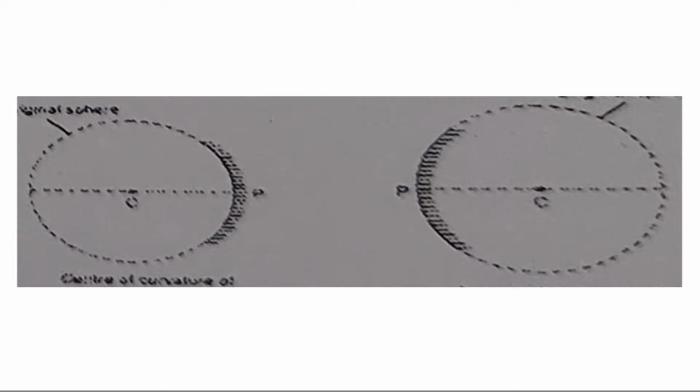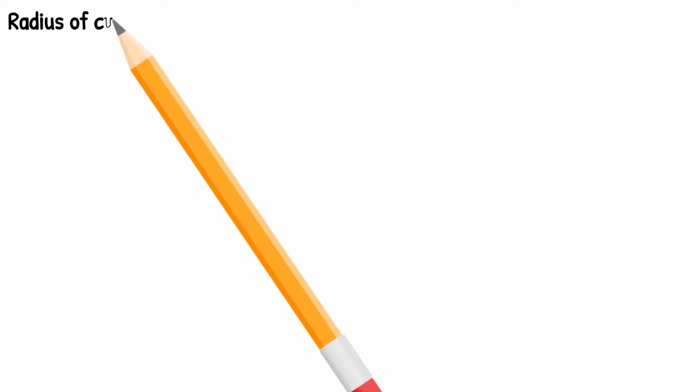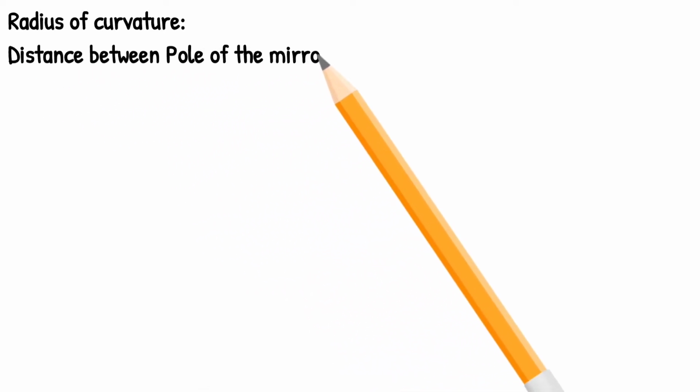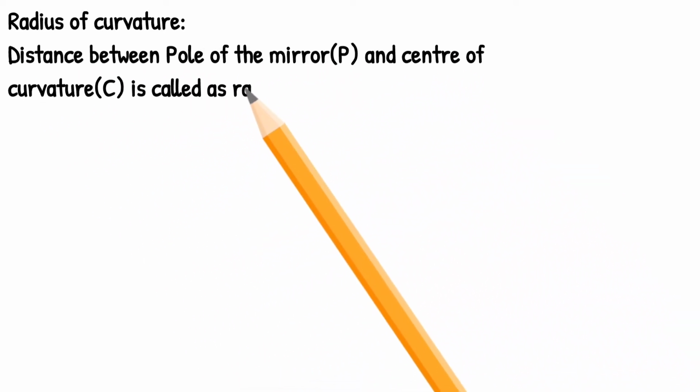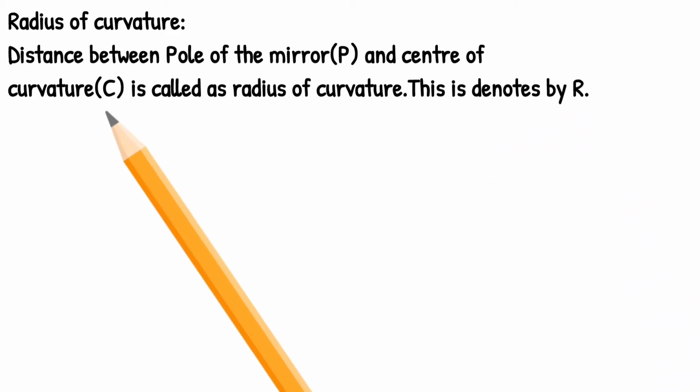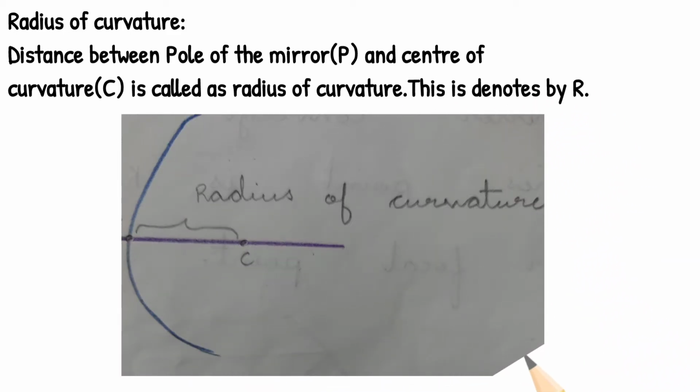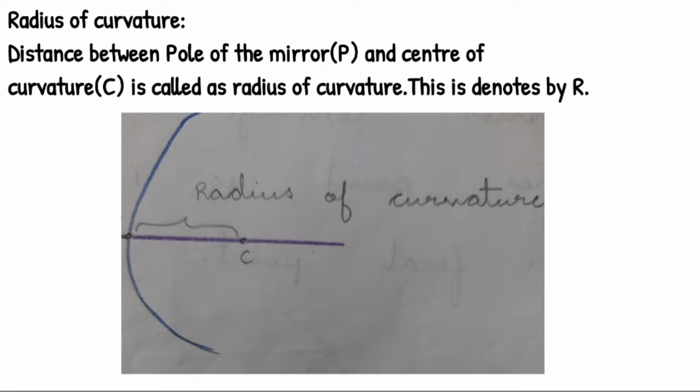So we are taking sphere here as a mirror. Okay, so now our next definition is radius of curvature. So what is the radius of curvature? So distance between pole of the mirror and the center of curvature is called as radius of curvature. So we know pole of the mirror is denoted by capital P and center of curvature is denoted by capital C. So the radius of curvature is denoted by capital R.